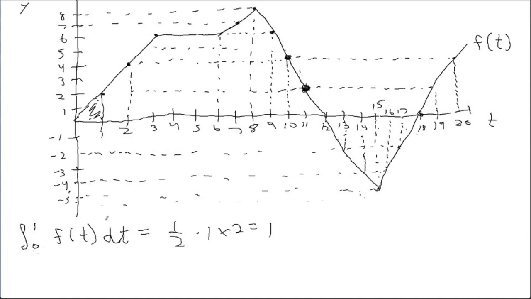Good. And what's the graphical interpretation of a definite integral? Well, it tells you the area between the curve and the axis. So what's the area between the curve and the axis here? 1. Okay.